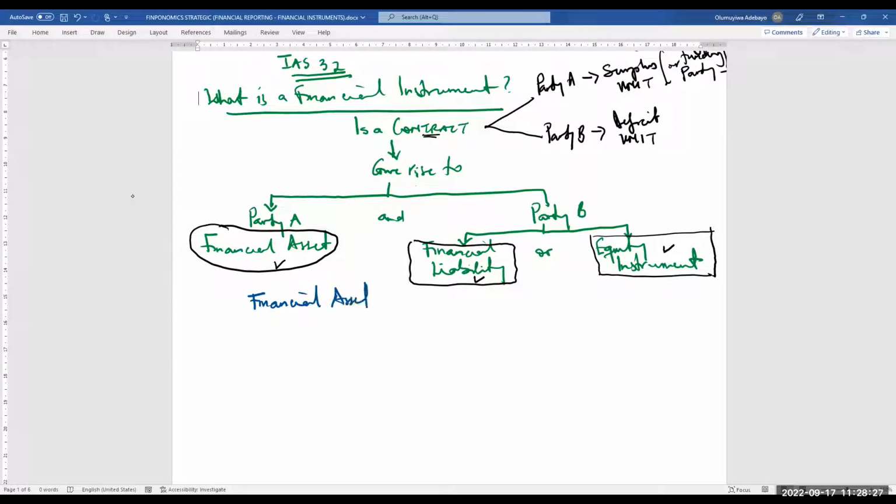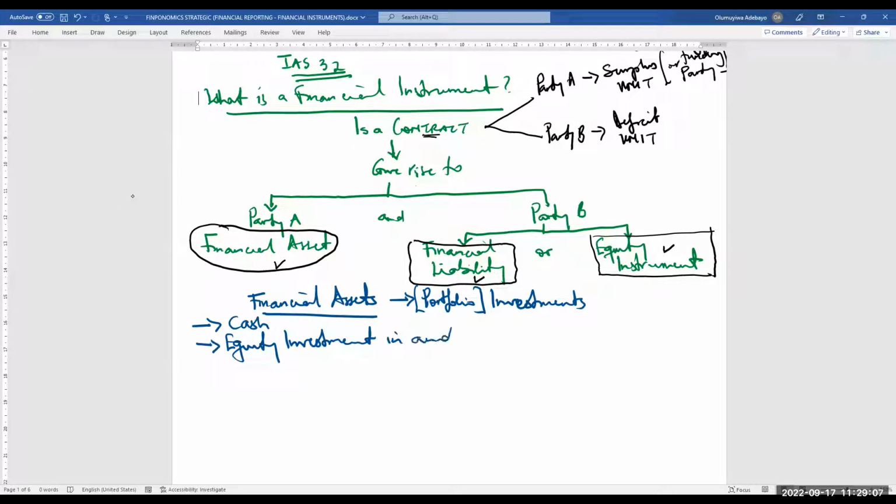we are talking about the following attributes. The first thing that comes to your mind is that financial assets entail an investment. In this case, let me call it a portfolio investment. And this investment might be in cash. This investment might be in equity investment in another entity. This investment might be in debt securities as an investment. An example, the securities of another entity.